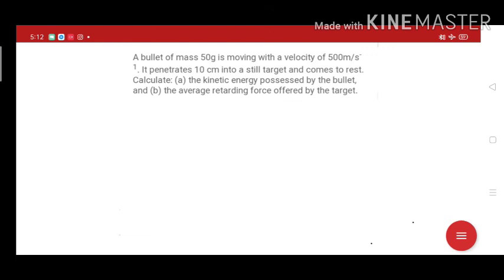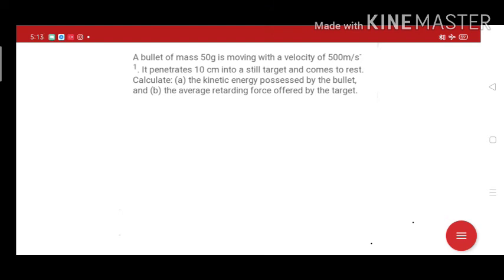A bullet of mass 50 gram is moving with a velocity of 500 meter per second. It penetrates 10 centimeter into a small target and comes to rest. Calculate the kinetic energy possessed by the bullet and the average retarding force offered by the target. Okay, fine. This question is kind of a standard question.